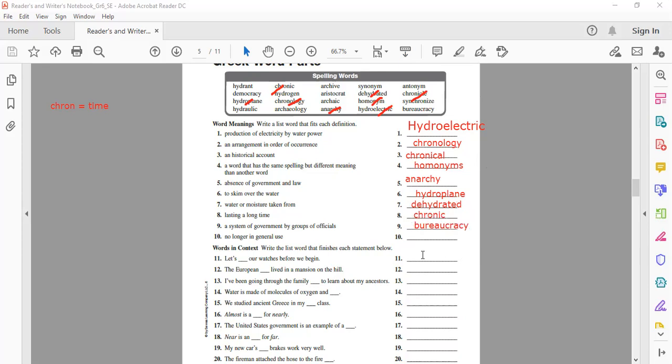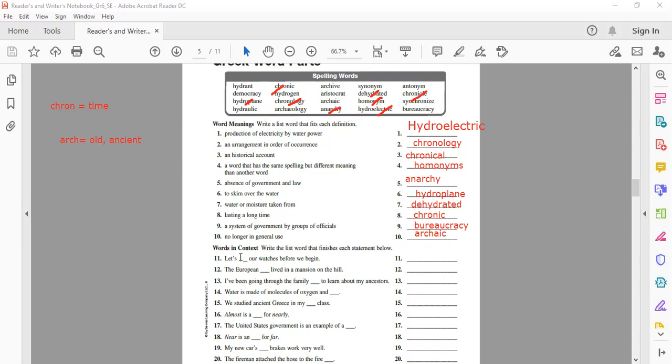Okay, and then number 10, no longer in general use. Something that I haven't used for a long time. It's very old. What is it? It has this one: arc, which means old, ancient. Archive? No, wait. Archaic, excellent. So it's archaic, very good. It means very old.